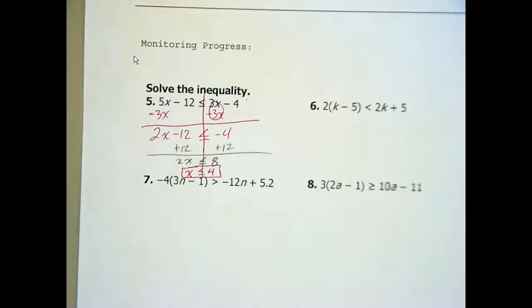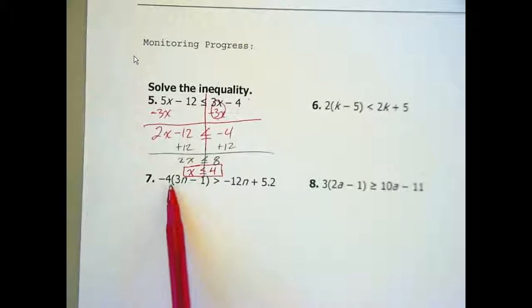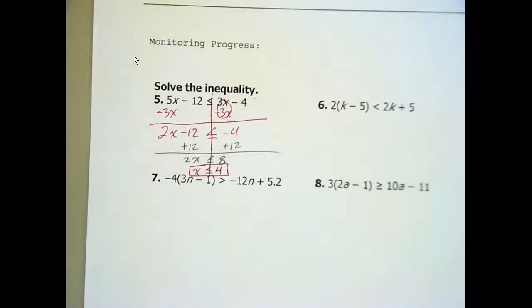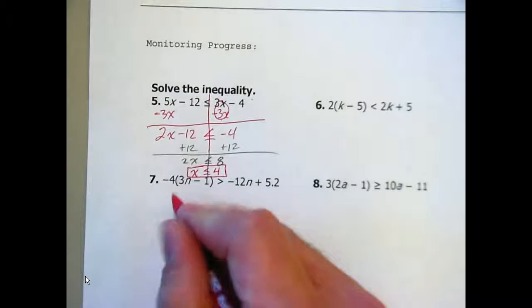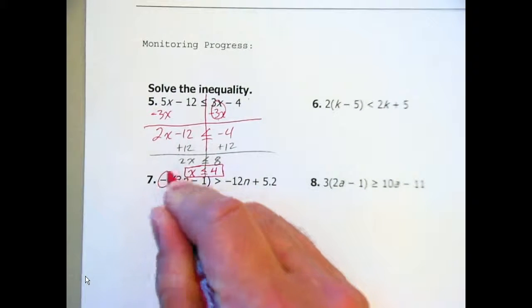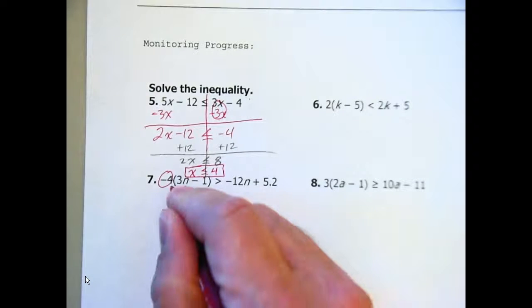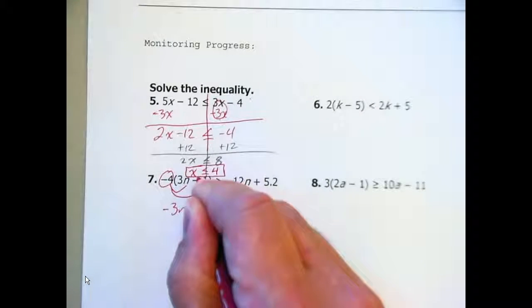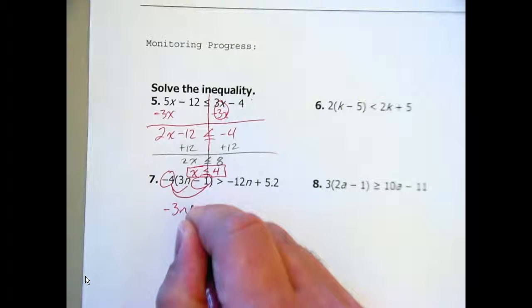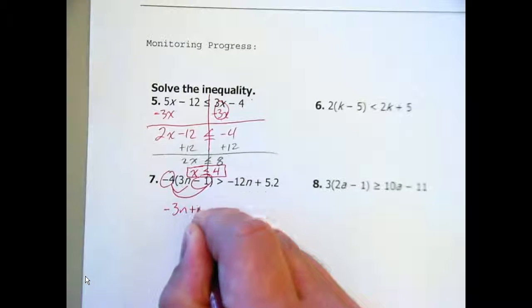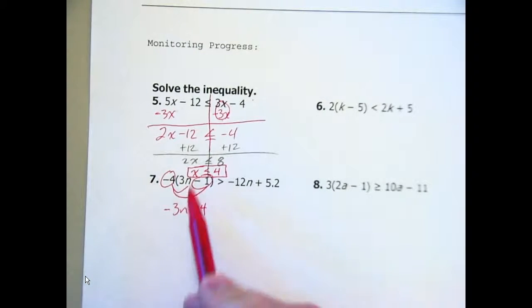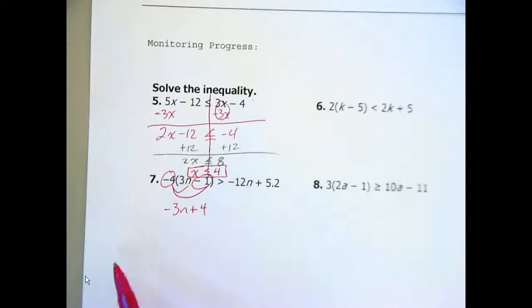Do not get tricked on number 7. There is a common error that happens right here. Be careful. Make sure you didn't make negative 4 times 3n. That's a negative times positive, which is a negative 12n, and then a negative 4 times a negative 1 is a positive 4. That's the mistake a lot of students make. They put minus 4, not plus 4.